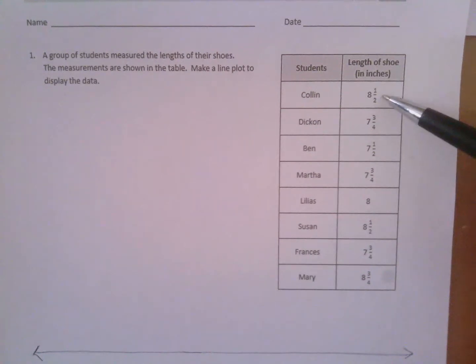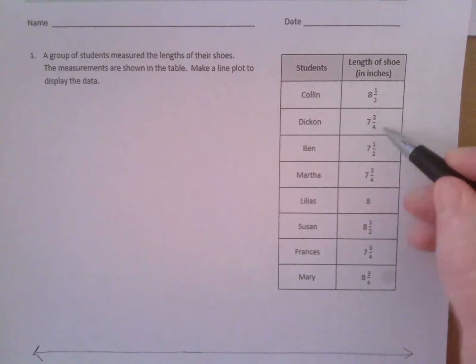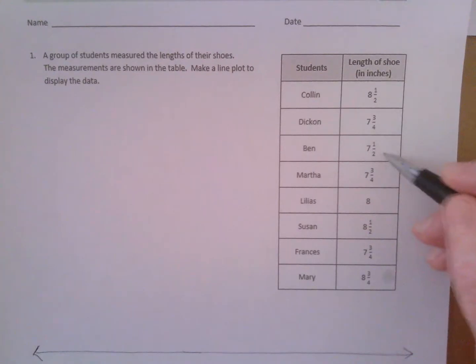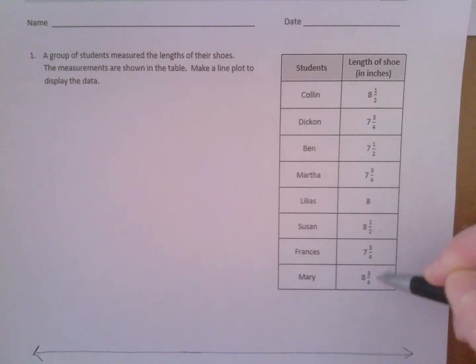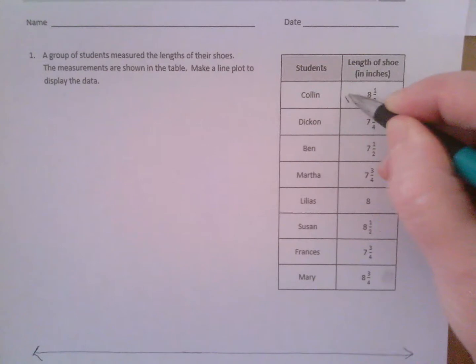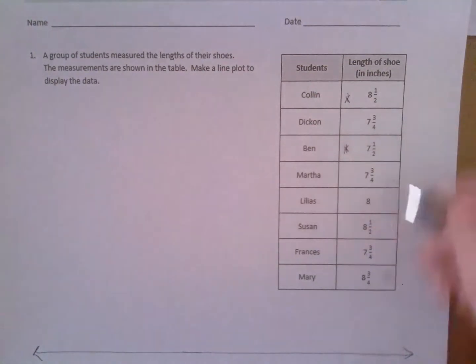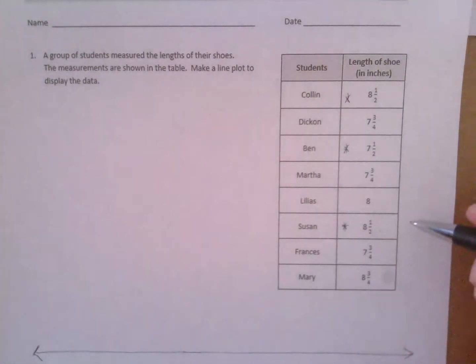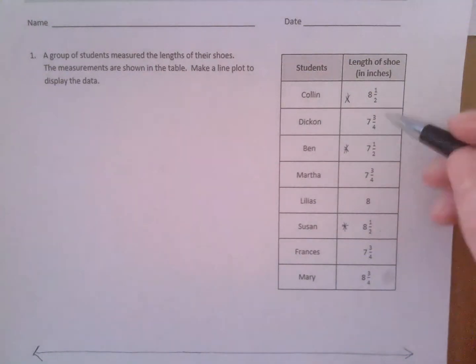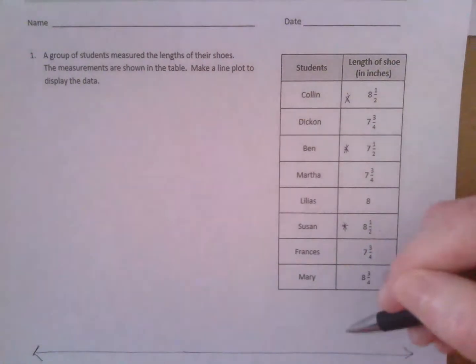Now, I notice that all of the fractions do not have the same denominators. I have 8.5 here. I have 7 3/4, 7.5, 7 3/4, 8, 8.5, 7 3/4, and 8 3/4. This one and this one and this one do not end in quarters. So the first thing I'm going to do is find a common denominator by making them into equivalent fractions, so they all end in quarters. It'll make it easier when we're putting our data on our line plot.